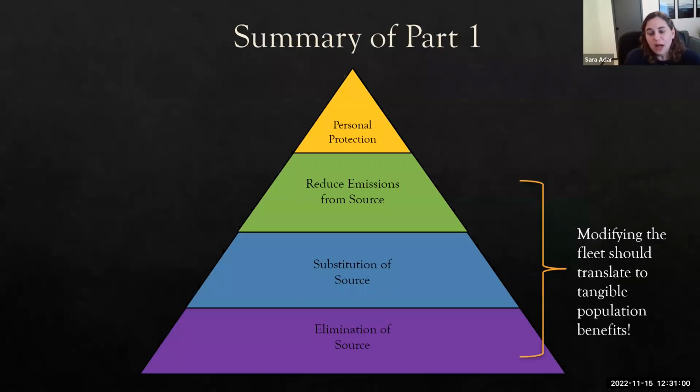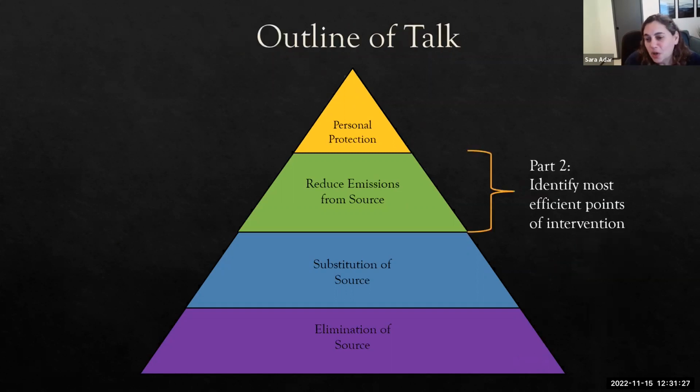Okay, so that is just a really brief rundown of a few different studies that we did trying to understand the health impacts of either removing certain sources or substituting them or trying to really reduce the emissions from those sources. And what we see is that modifying the vehicle fleet should certainly translate to tangible population benefits. So those results were all for traffic.